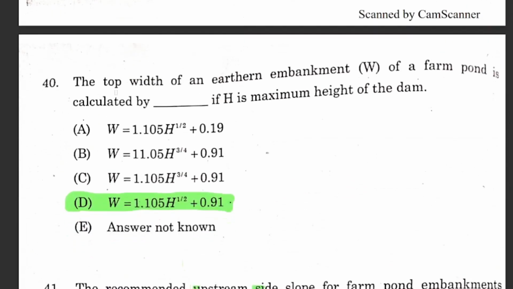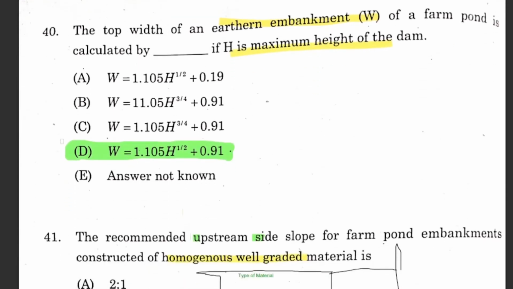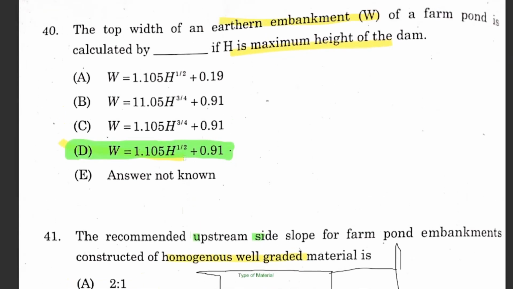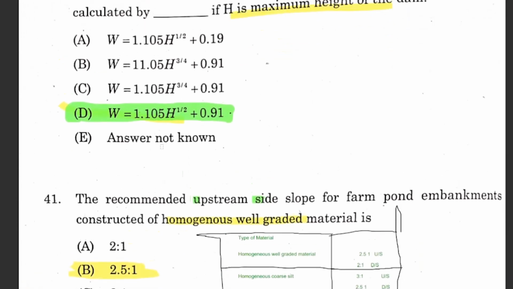Next question number 40. The top width of the earthen embankment of a farm pond is calculated by, H is the maximum height of dam. So this is calculated by using this relation: W is equal to 1.105 S to the power 1 by 2 plus 0.91. So that is the formula for calculating the earthen embankment top width.